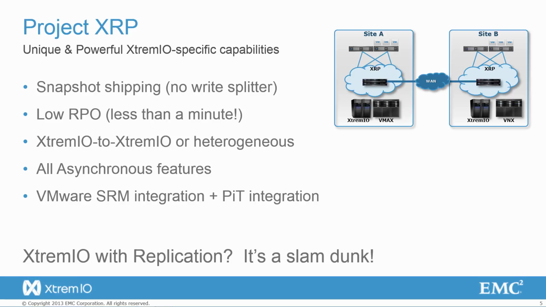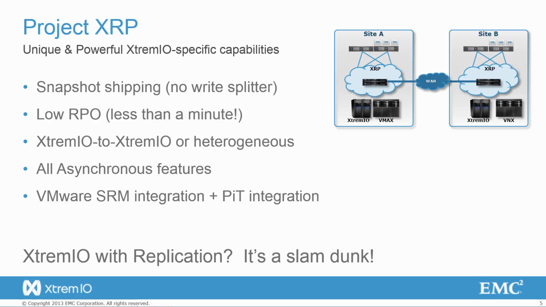It provides the best RPO that exists in the industry, especially compared with other all-flash arrays that exist in the market. It can provide a replication from XtremIO to another XtremIO at the remote site, but it can also leverage and replicate from an XtremIO to other third-party arrays, for example, VNX or a VMAX at the remote site. All the features are async based, and it also provides integration with VMware Site Recovery Manager, while also allowing you to fail over to a specific point in time at the remote site when using VMware Site Recovery Manager.